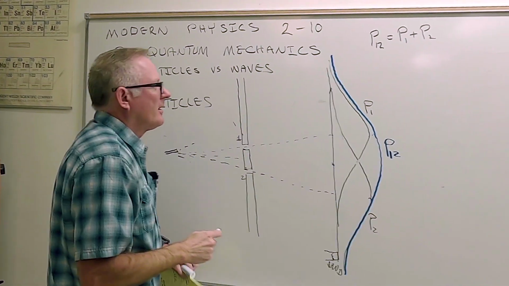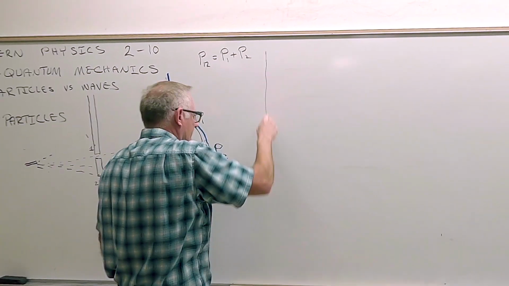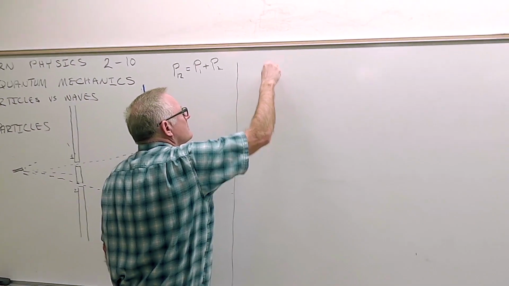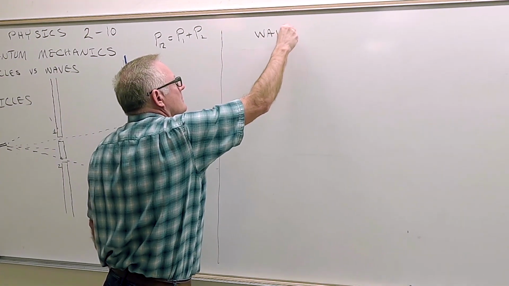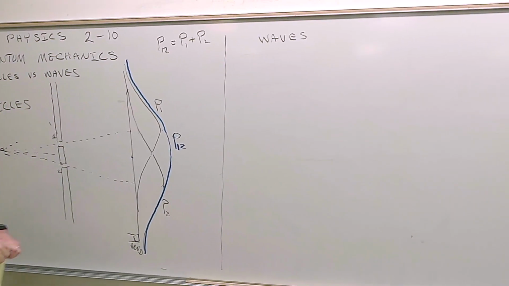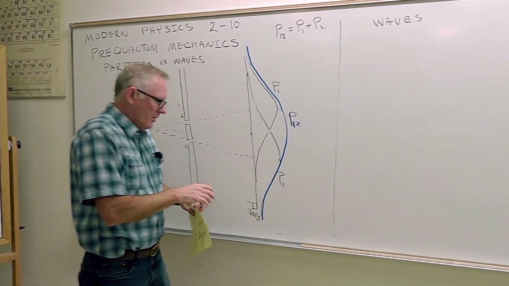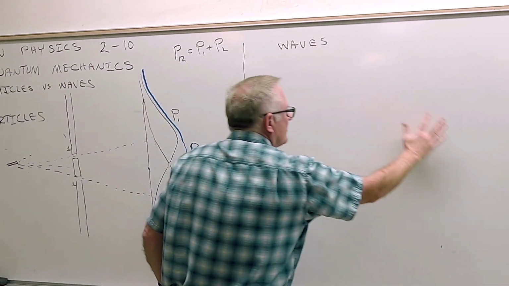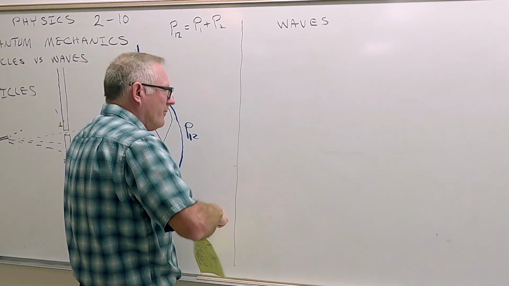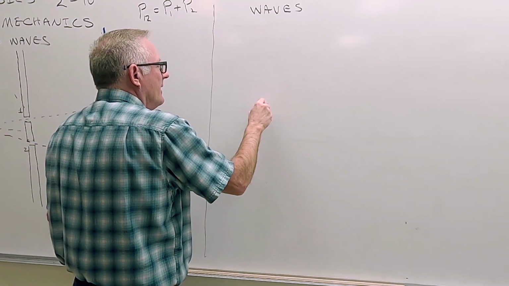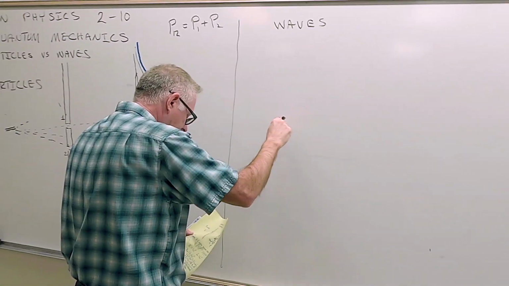Particles. Okay, so now let's look at waves. Something we know is a wave: water waves. Let's just say this is the surface of the water here, and we've got a plunger over here that goes up and down.